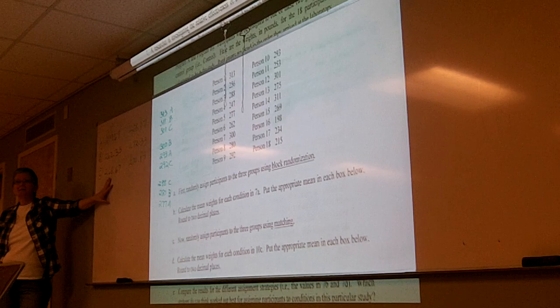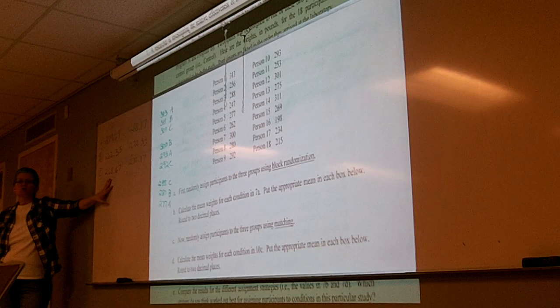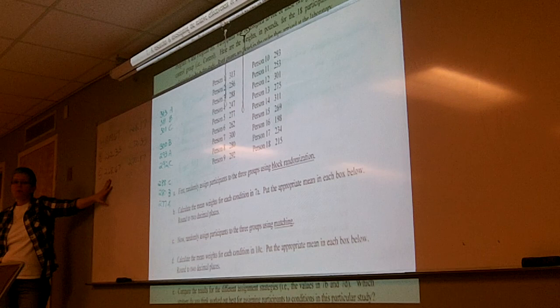Random assignment works best when you have a large sample to work with. So when you have hundreds of people, random assignment works great. When you have 30 or fewer people, you really have to think about whether doing a matching procedure first might be helpful. I got different numbers.